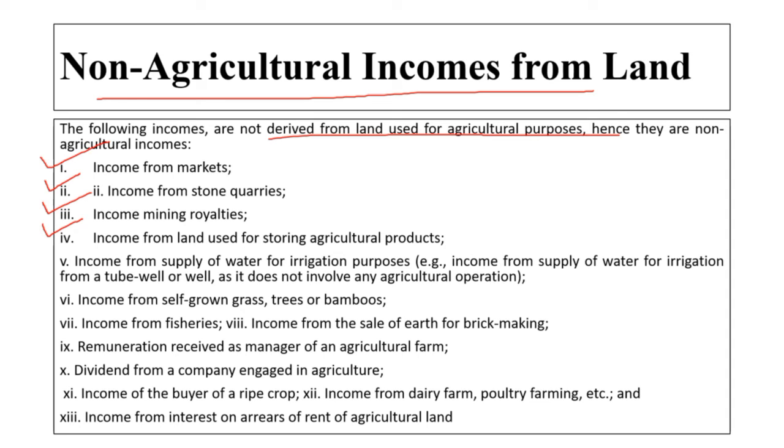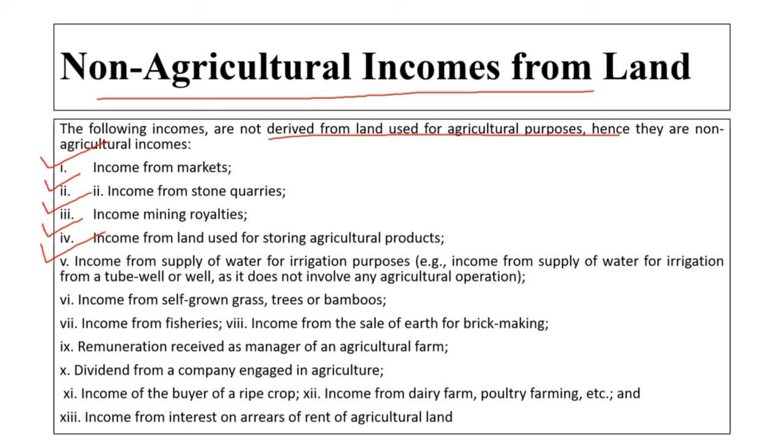Then income from the supply of water for irrigation purposes. For example, income from the supply of water for irrigation from a farm well, as it does not involve any agriculture operation. So here we are supplying water for irrigation purposes, yes, correct, but that water is not used for agriculture operations or agriculture purposes. At that time we can't say it is agriculture income. So it is non-agriculture income.